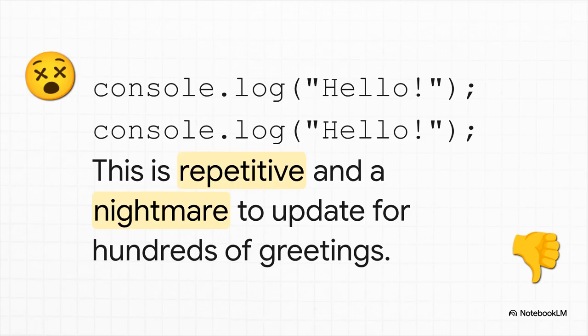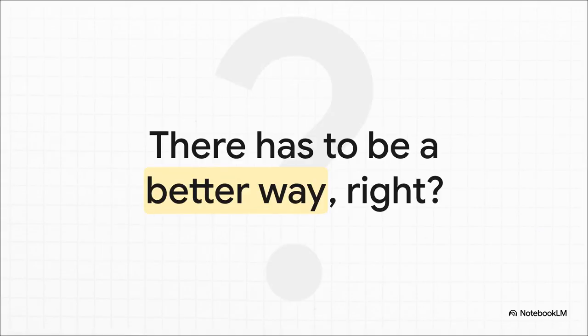And hey, it works, but what happens when you need to greet 100 people? Or what if you decide you want to change the greeting from "hello" to "hi there"? You'd have to go back and edit every single line. It's repetitive, it's messy, and honestly, it's a total nightmare to manage. Is there a better way? You bet there is. And that, my friends, is exactly what functions are for. They are the better way.